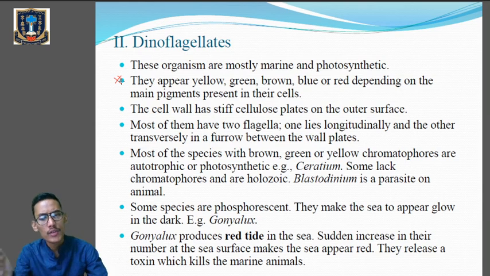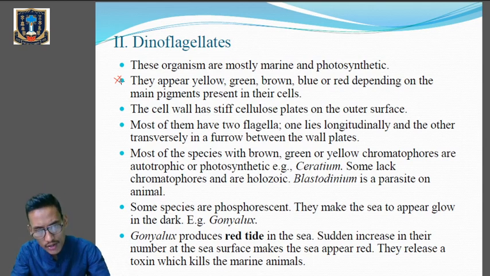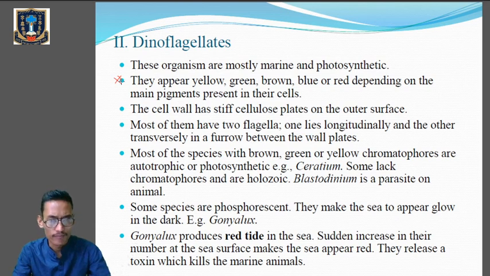Locomotion is mainly done with the help of flagella. There are two flagella: one lies longitudinally and the other lies transversely. Most of the species with brown, green or yellow chromatophores are autotrophic or photosynthetic, for example Ceratium. Those that don't have chromatophores are holozoic, and one is parasitic, that is Blastodinium. Most species are phosphorescent, they emit light and make the sea appear to glow in the dark.